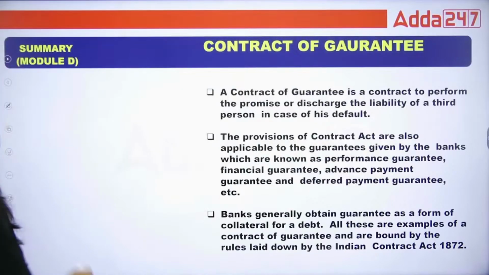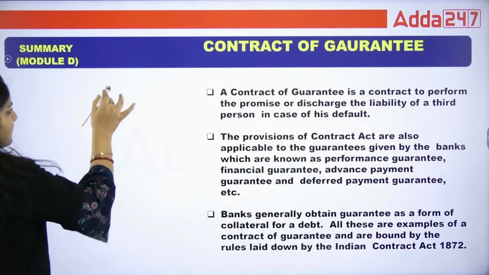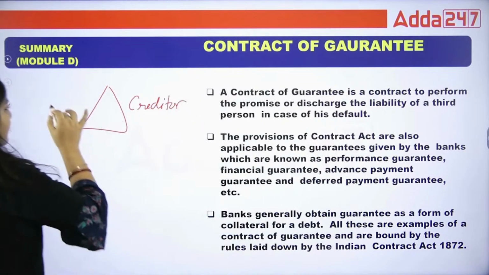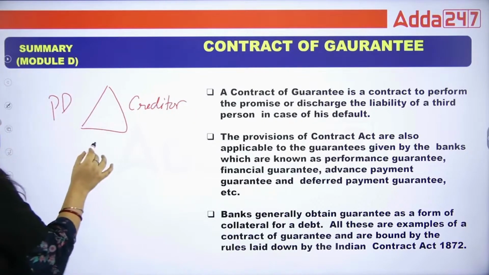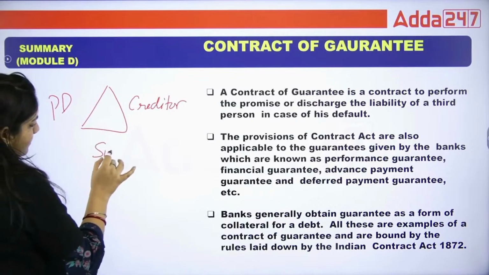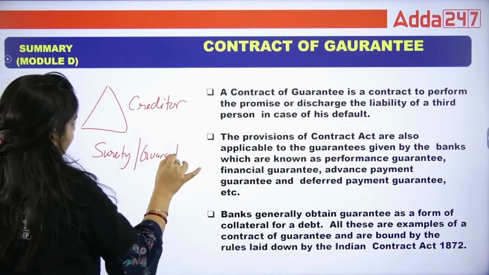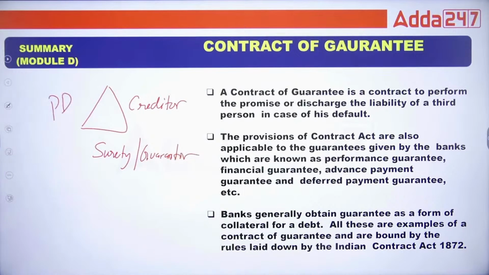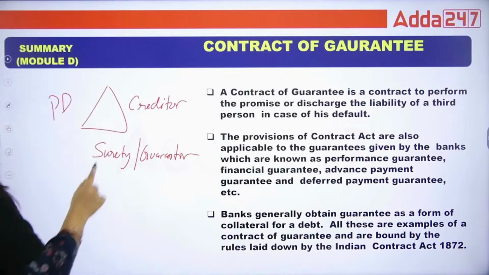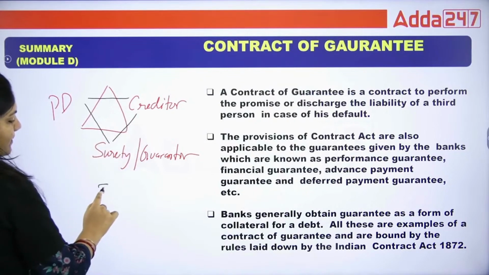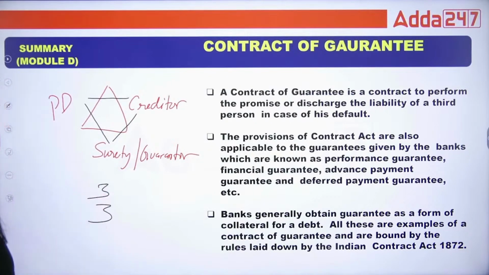So, contract of guarantee. Basically, there is the creditor, the principal debtor, and that person is the surety. Surety is also known as the guarantor. In the contract of guarantee, basically 3 parties are there and 3 types of contract. The first contract is between this, second contract this, third contract this. So 3 parties and 3 contracts are there in the contract of guarantee.